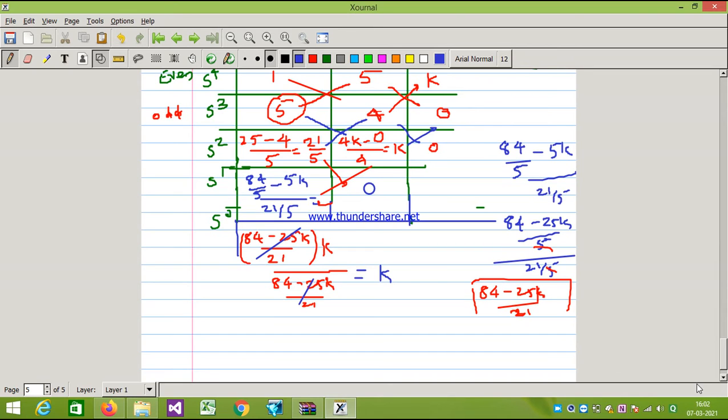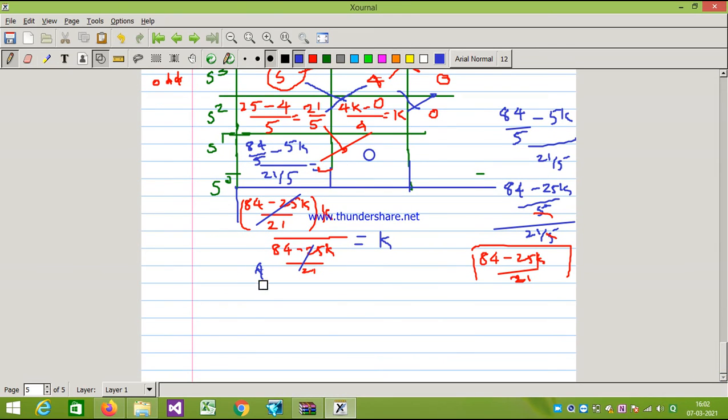Now they want the value of k, right? Initially they told us the system is stable. How do we know the system is stable? This first column should be with the same sign, right? See, this is positive, this is positive, this is positive. So all coefficients of the first column should be positive. That means k should be greater than 0. This is the first conclusion. k should be greater than 0.